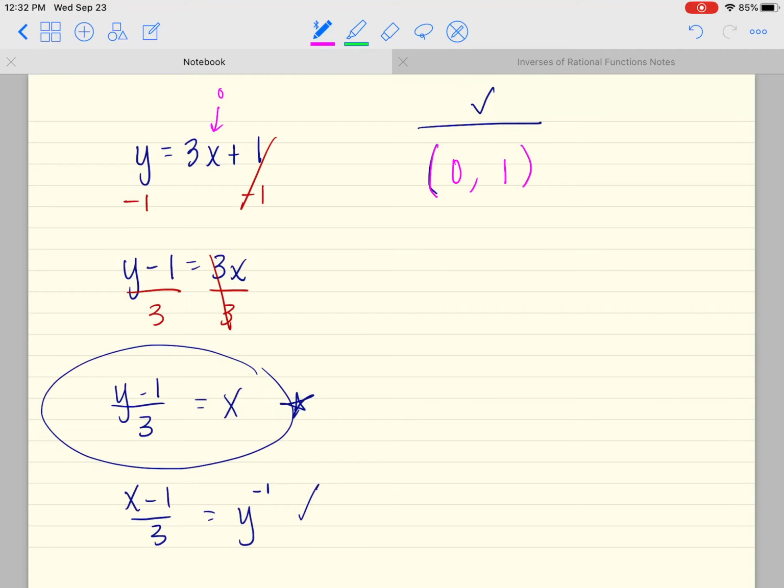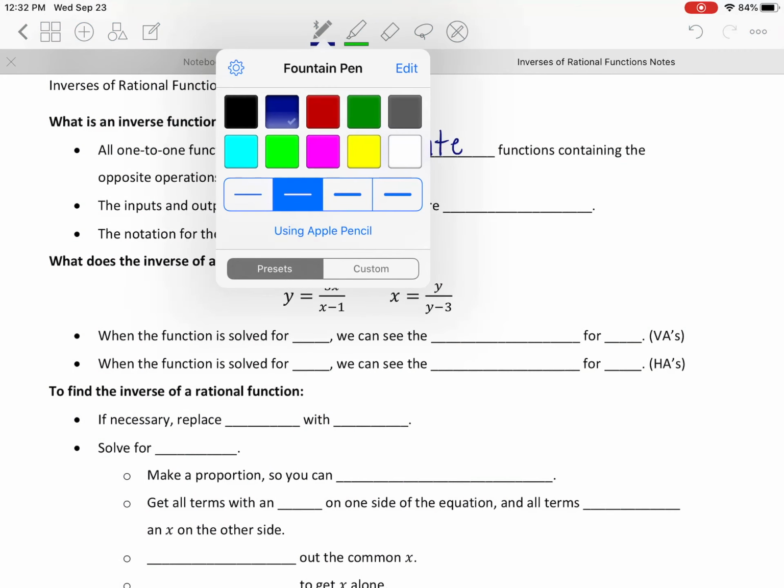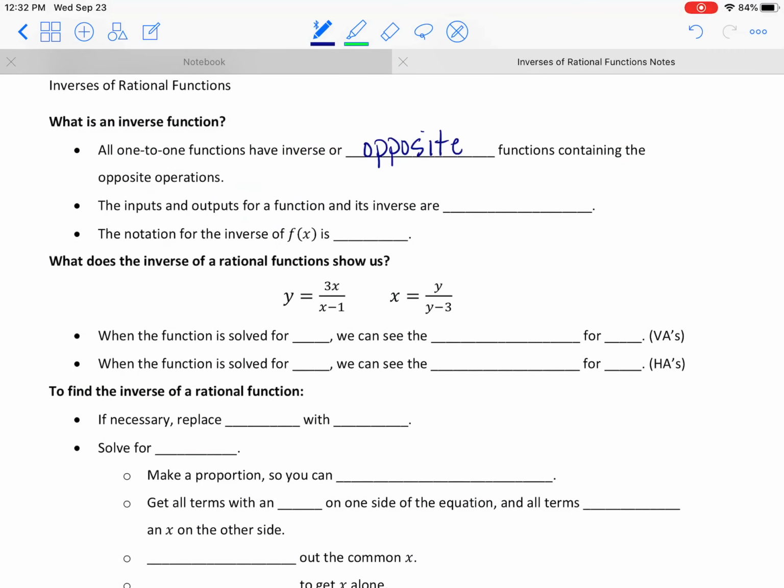So if plugging 0 into the original function produced 1 as an output, then the reverse should happen here. If I input a 1, I should be able to get a 0. So if I put a 1 in here, 1 minus 1 is 0, divided by 3 is in fact 0. So the input here becomes the output here, and the output here becomes the input here, so they switch places. The inputs and outputs for a function's inverse are switched.